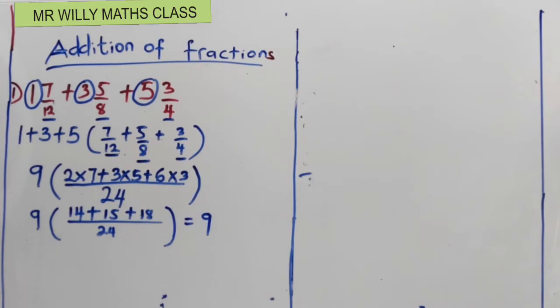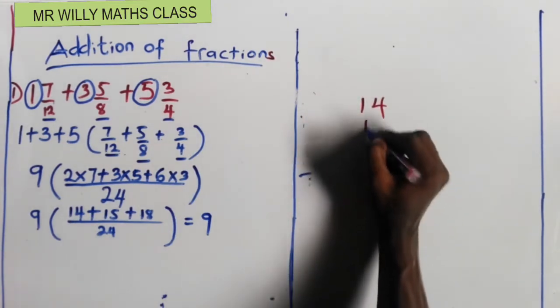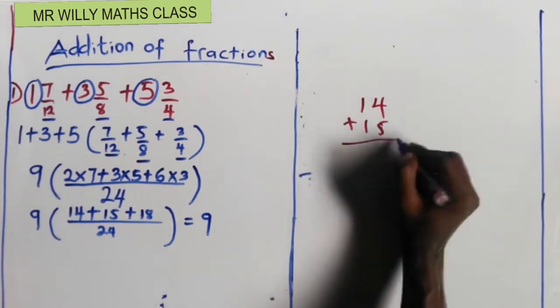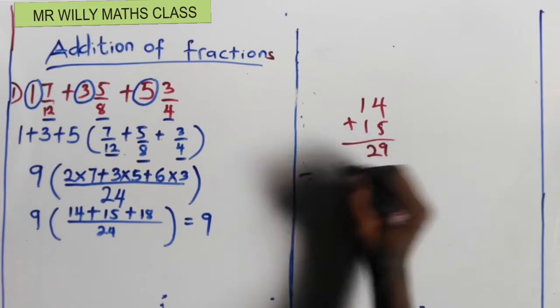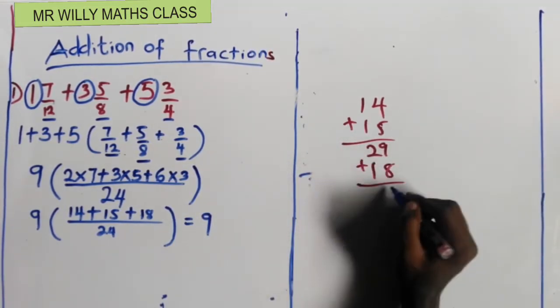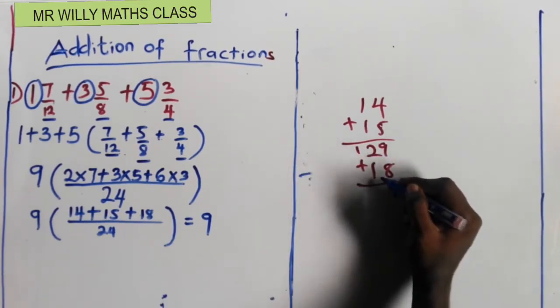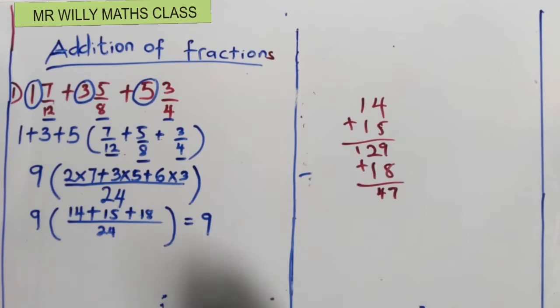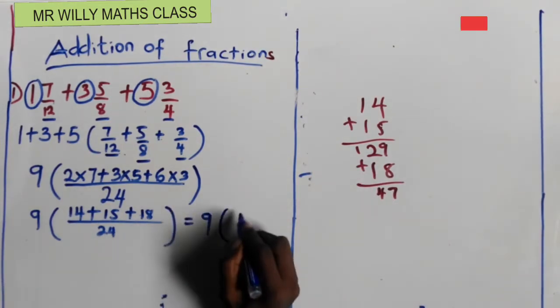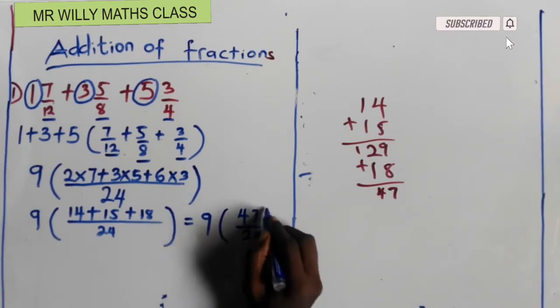So let's do the rough calculation at this side. We want to add these 3 numbers: 14 plus 15. If you add it together, 4 plus 5, you know that's 9. 1 plus 1, that's 2. Then if you add 18 with it, the last one, 9 plus 8, that will be what? That will be 17. Keep 1. 2 plus 1, 3. 3 plus 1, 4. So you'll be having 9 whole number 47 over 24. So you divide it further.